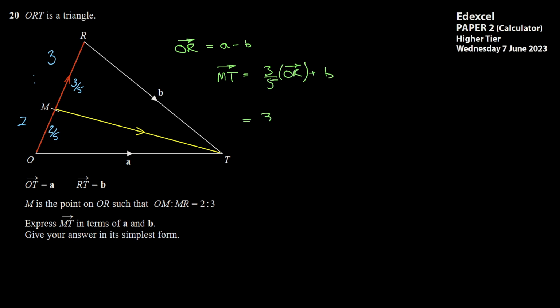So this is equal to 3/5 A minus 3/5 B plus B. Well, B is 5/5. So these two terms put together will be positive 2/5. So this is equal to 3/5 of vector A plus 2/5 of vector B. And this is MT. And that will be your answer.